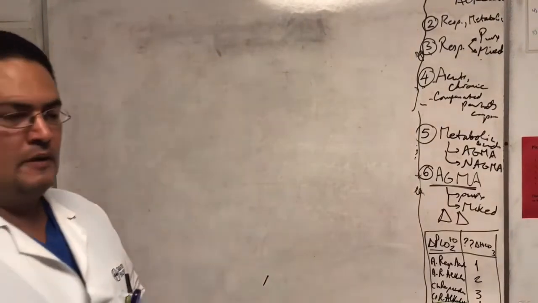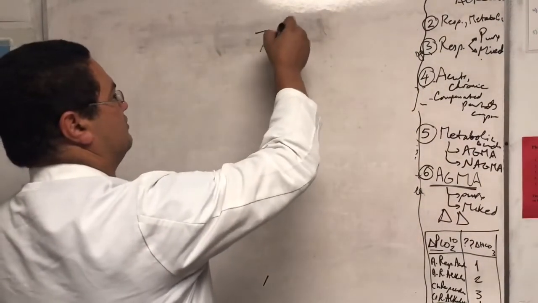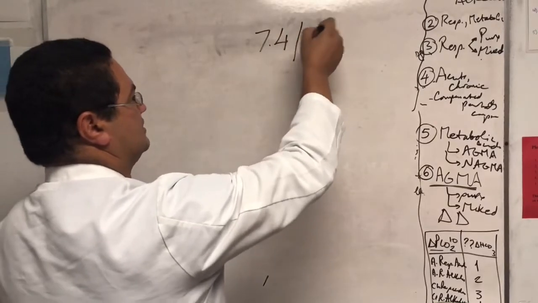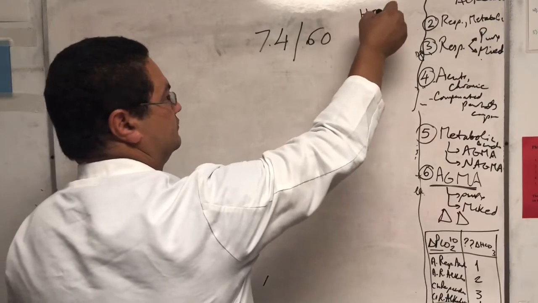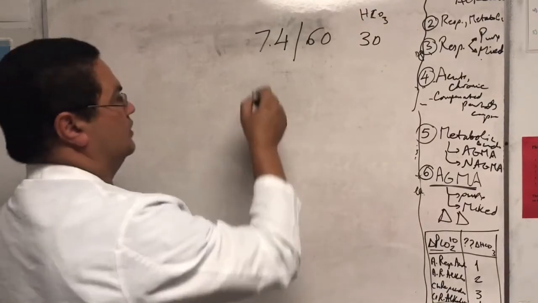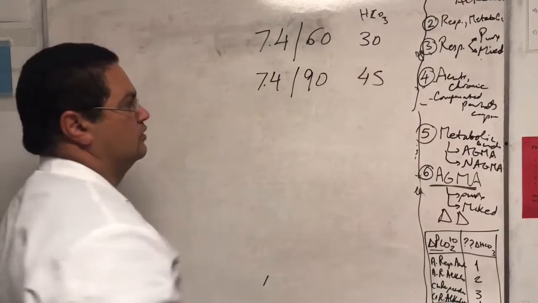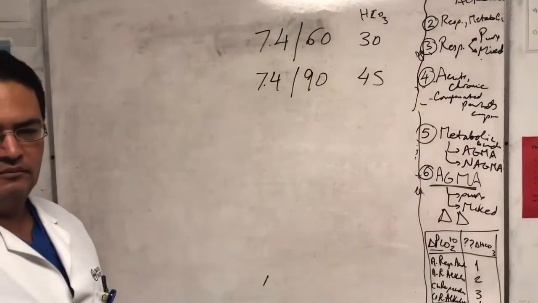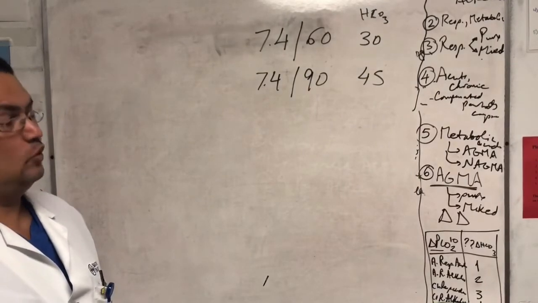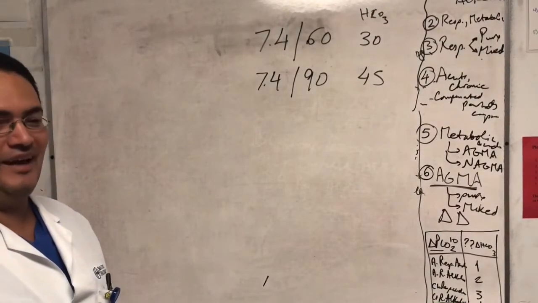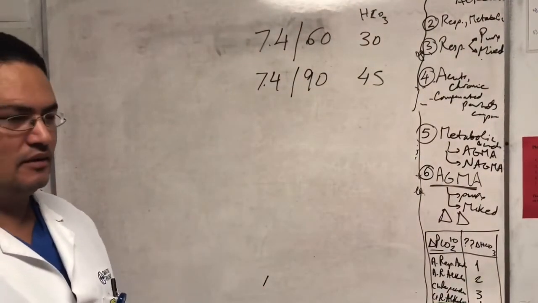So can I tell you, and you tell me, I ask you, 7.4, 60 PCO2, bicarb 30, and 7.4, 90 bicarb of 45. Which gas is better? The first one was better. Why? It's closer to baseline. That's a good question. That's a good answer. Yes, it is closer to baseline, but that's not the physiologic answer.